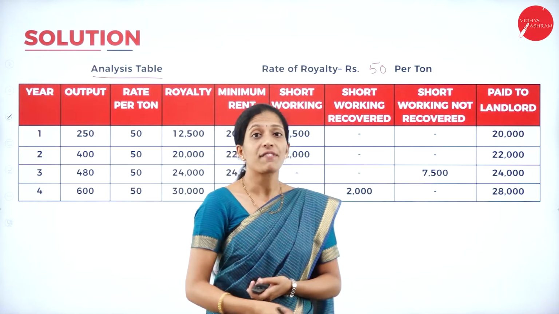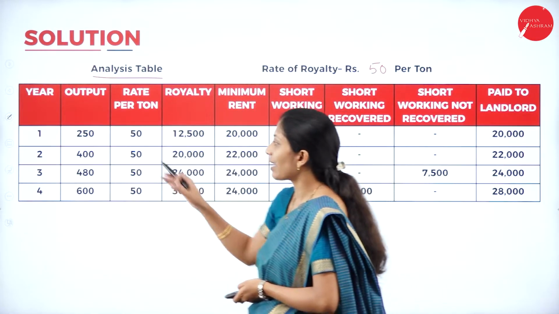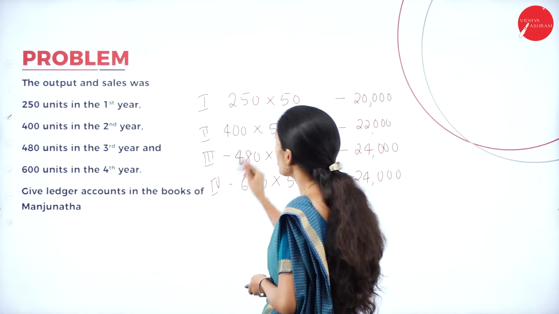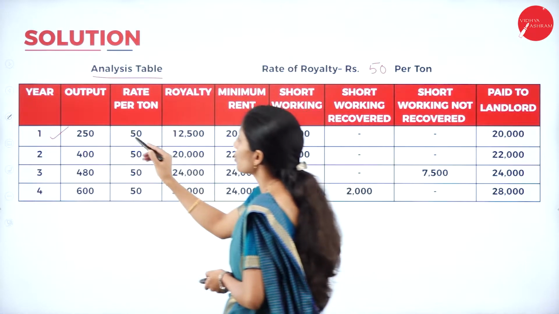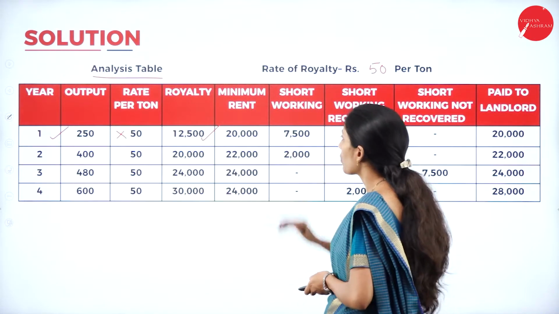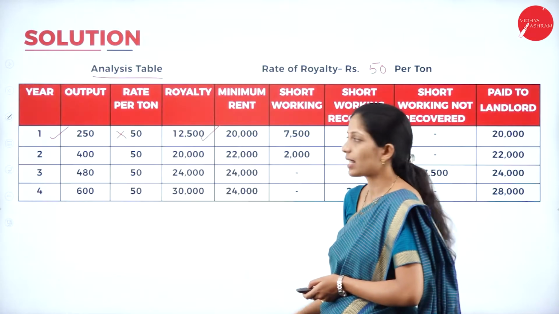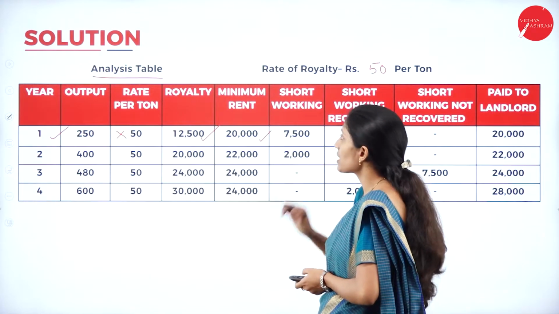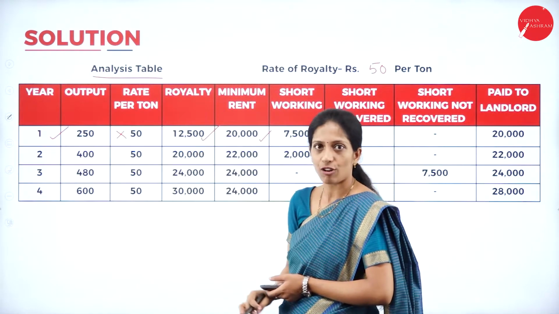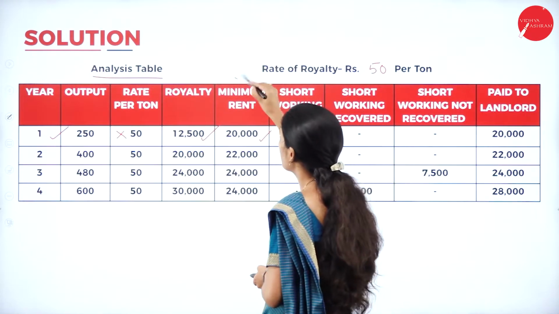Okay, now come to the first year. They have given years 1, 2, 3, 4. Now come to the first year. What is the output? 250 into 50, so 12,500 is the royalty. And what is the minimum rent? Minimum rent is 20,000. Now see this situation, your minimum rent is greater than royalty. Then what is the amount payable?